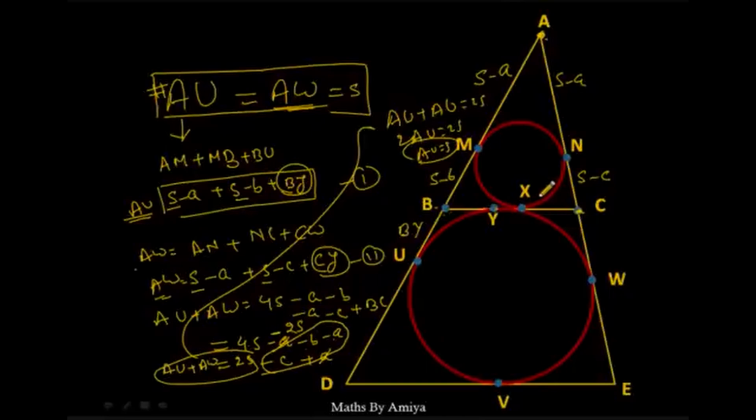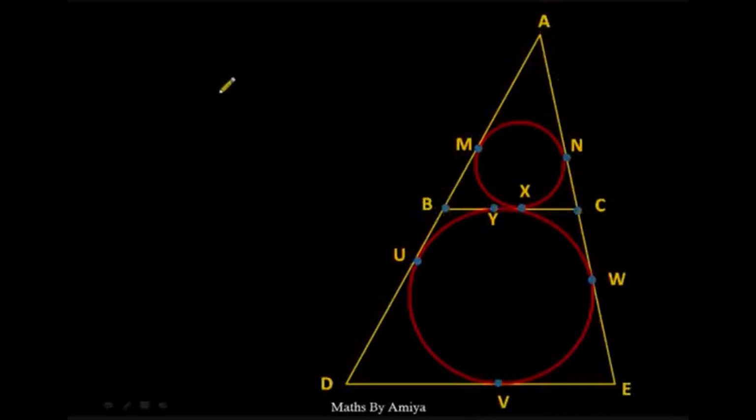So we have just checked a few concepts. The first was MPT, the second was the S minus A, S minus B concept. The third one was BC plus DE is equal to CE plus BD. The fourth one is AU is equal to AW, which is nothing but the semi-perimeter. Let's check the last concept. We are going to check the last concept and its proof.